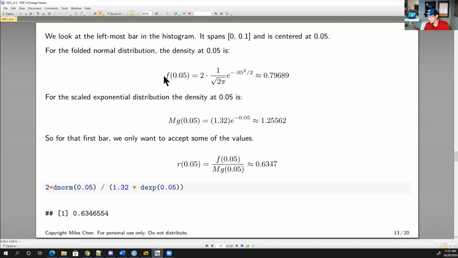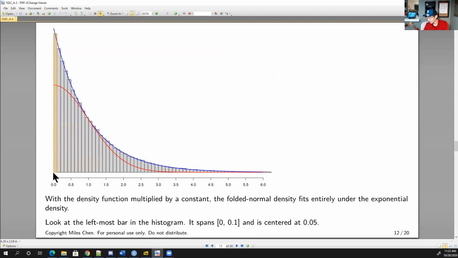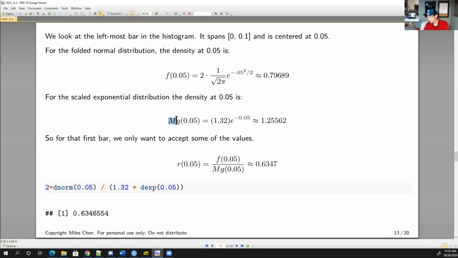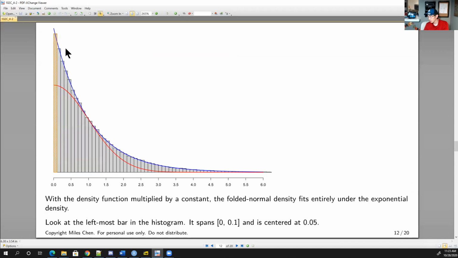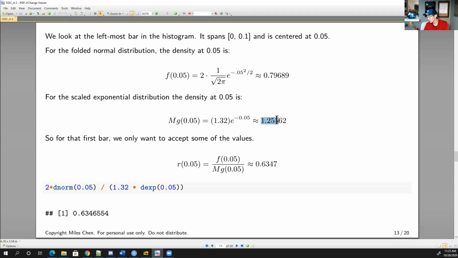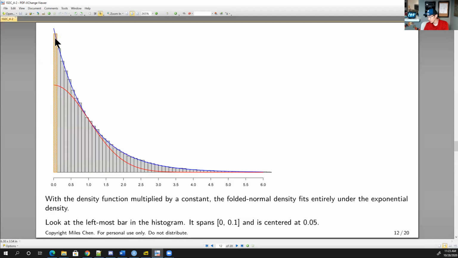So I calculate, well, what's the density? For the folded normal distribution, the density at 0.05 is around 0.8. How tall is the blue line here? The height of the blue line is m times g at 0.05. So I plug 0.05 into g, e to the negative 0.05, and multiply by my constant m, which is 1.32. The height of this density is around 1.255.